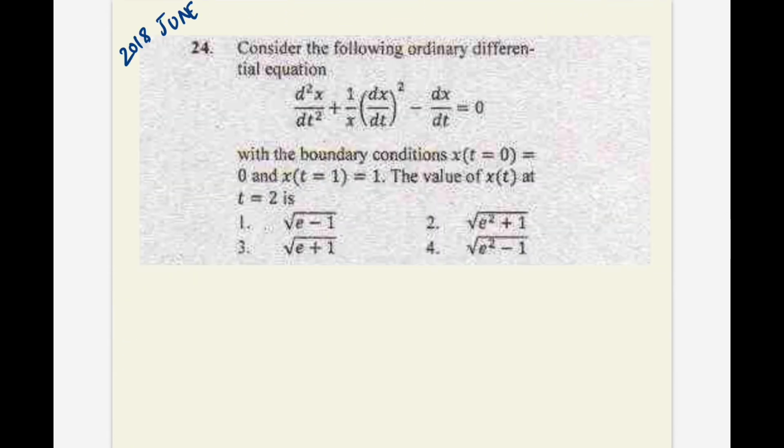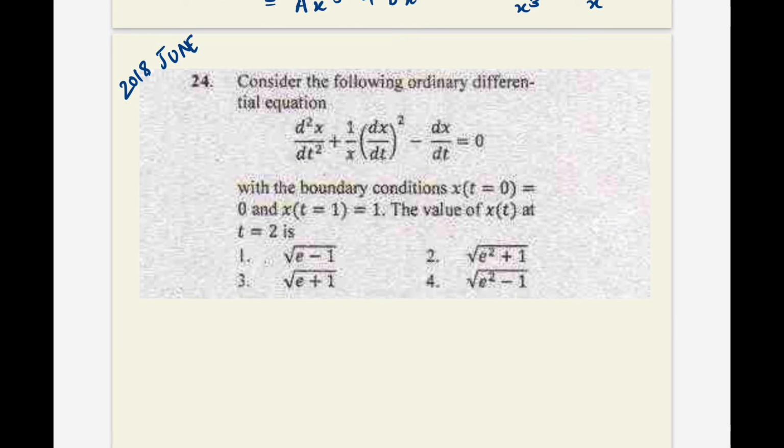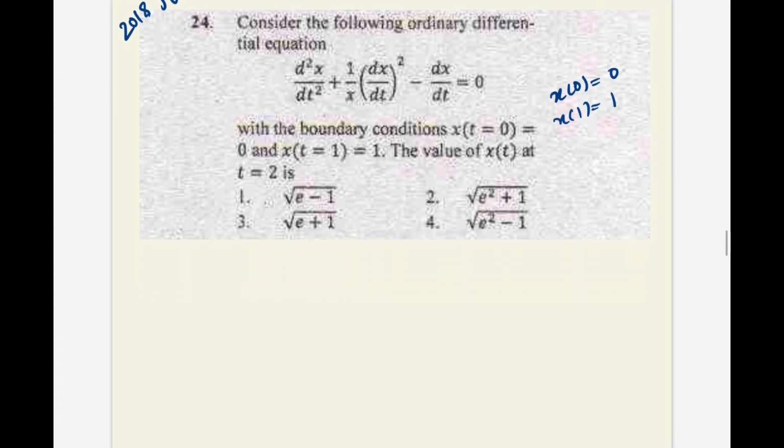Okay, now our next question is from 2018 June. Consider the following ordinary differential equation: d2x by dt square plus 1 upon x (dx by dt) square minus dx by dt is equals to 0 with boundary conditions which read as x of 0 is equals to 0 and x of 1 is equals to 1. Then the value of x(t) at t equals to 2 is.